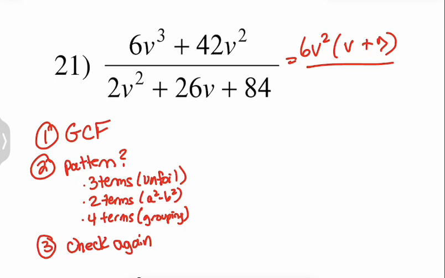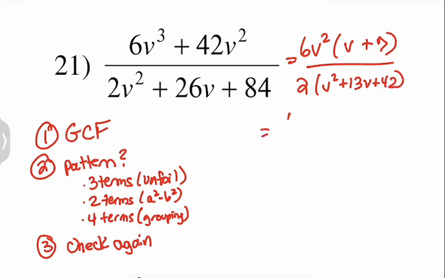The bottom one, there isn't a variable in every single one, so I can't take out a variable. But they are all divisible by 2, so let's take that 2 out and make our lives a little easier. It's usually easier to factor a quadratic if there isn't a front number. So if I can take out that 2, that's great. I'm left with v squared plus 13v plus 42.